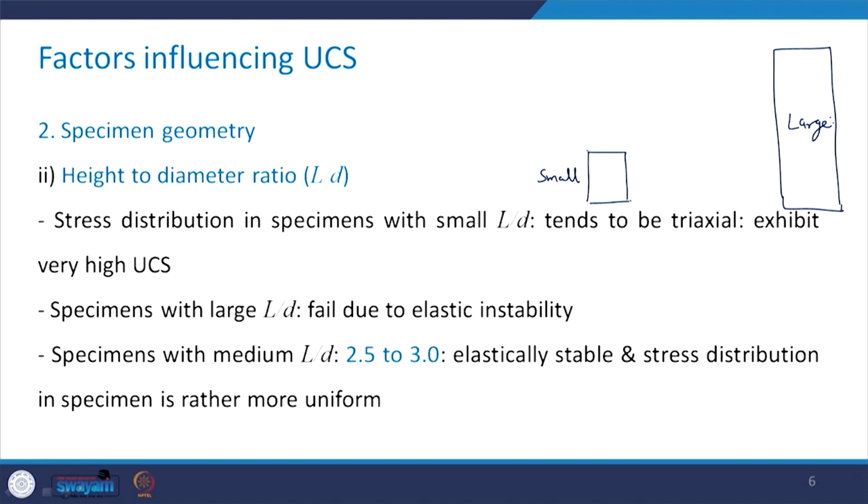When it is small, what will happen? Again, there is going to be some friction. You cannot eliminate that friction completely, we just try to minimize it. Because the loading is applied here, instead of uniaxial compression, the stress distribution in this specimen is going to be triaxial. Ideally, what we need is uniaxial, because we are conducting UCS. So, when this is very small, the state of stress in the specimen tends to be triaxial, and if you have a triaxial state of stress, obviously the UCS is going to be very high as compared to that in case of uniaxial compression.